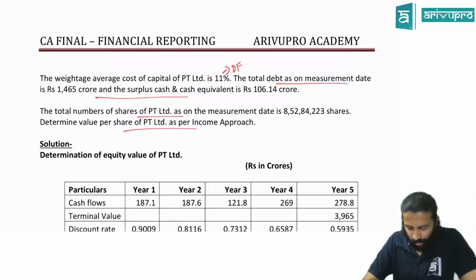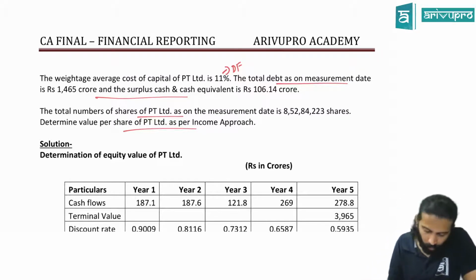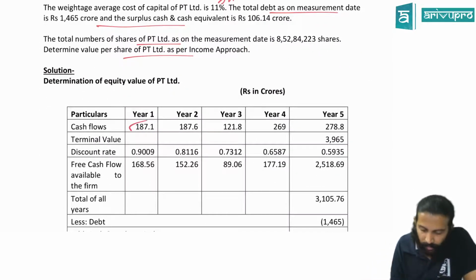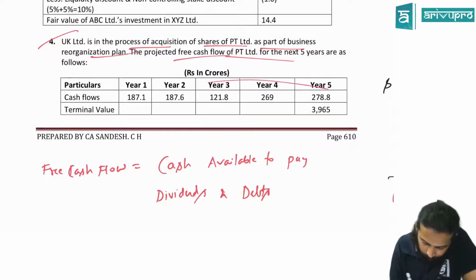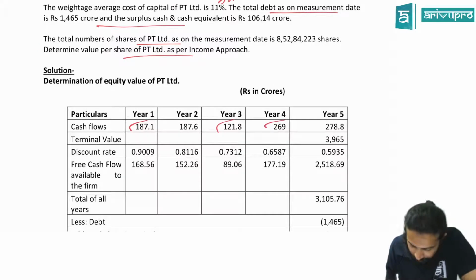Okay. Can we do this as a solution? Yeah. Okay. First, you will take the cash flow each year. Same data, whatever is given in the question, you will copy. Check, have they copied the same 187.1, 187.6, 121.8? Yeah, they've copied all the things.